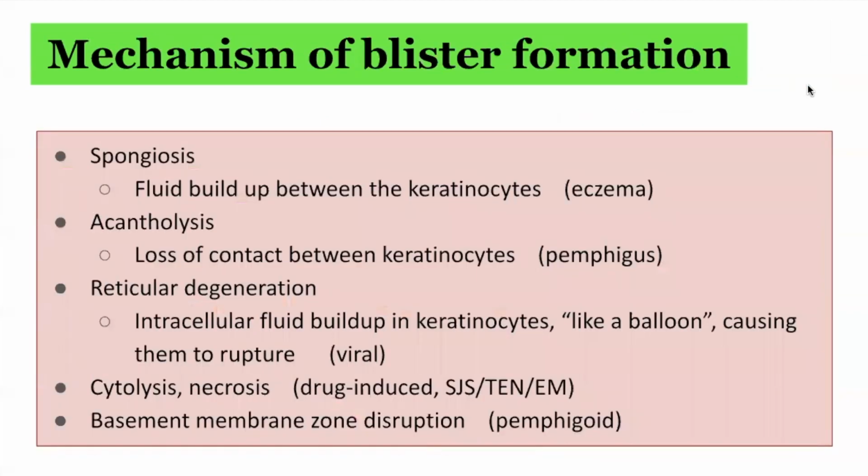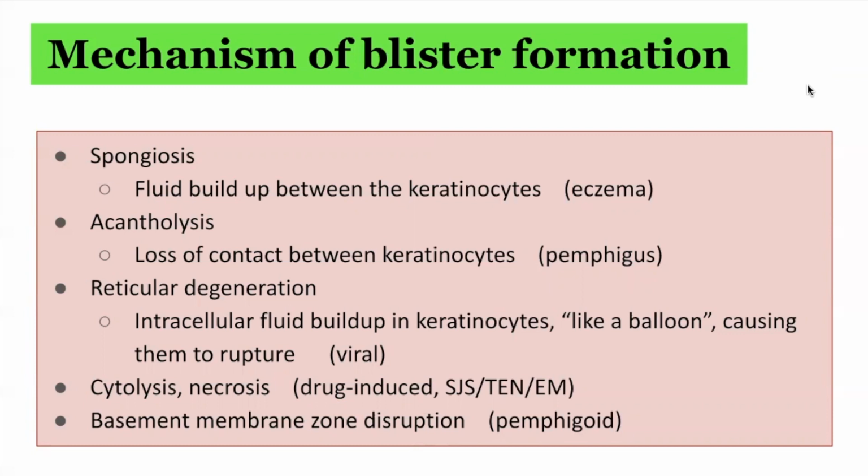Spongiosis is where fluid builds up between the keratinocytes, and this is characteristic of eczema. Acantholysis is when there is loss of contact between the keratinocytes, such as due to an autoimmune antibody binding to the desmosomes, and this is characteristic of pemphigus. Reticular degeneration is characterized by intracellular fluid buildup in the keratinocytes, which then blows up like a balloon and then eventually ruptures. And this is characteristically seen in viral cutaneous eruptions associated with blisters.